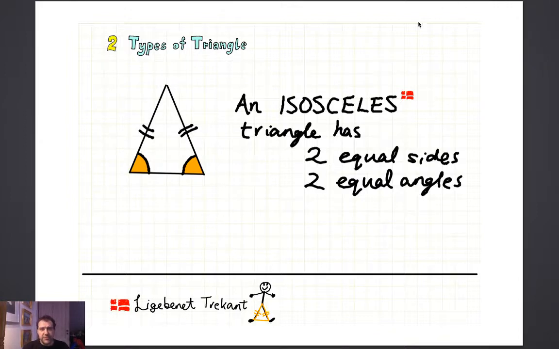So an isosceles triangle. That's the one with two equal sides, marked there with little double lines, and two equal angles that I've indicated there with the same colour. Two equal sides and two equal angles. If you're interested in the Danish name for that, that's ligebenet, literally equal-legged. And then I've drawn a little diagram to show how an isosceles triangle looks like a pair of equally sized legs.